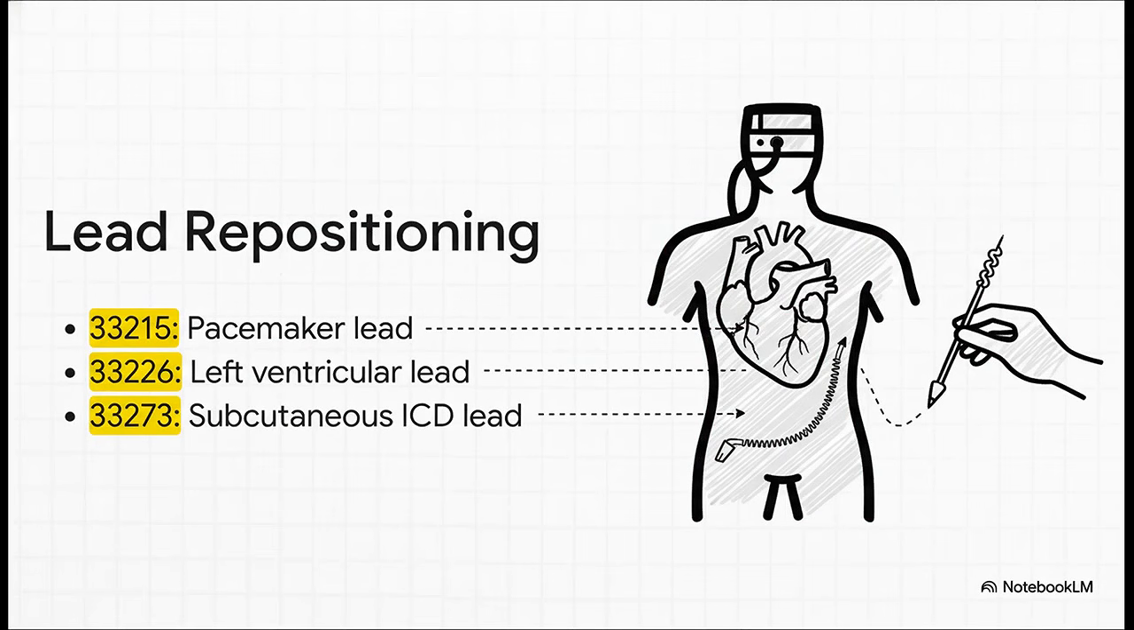So what happens if a lead just kind of wiggles out of place? Well, you don't replace the whole thing, you just reposition it. And the codes for this are super specific to the type of lead being put back where it belongs. 33215 is for your standard pacemaker lead, 33226 is for that special left ventricular lead we talked about, and 33273 is for a subcutaneous ICD lead.